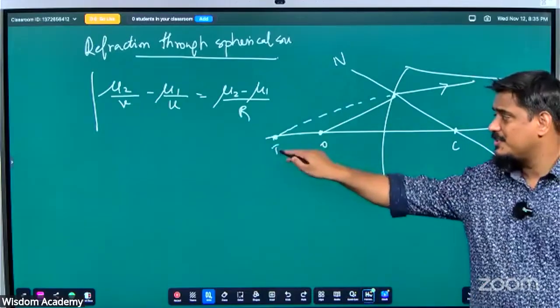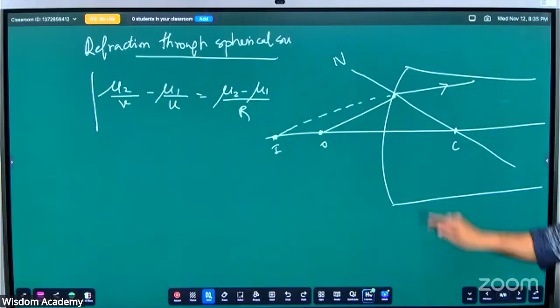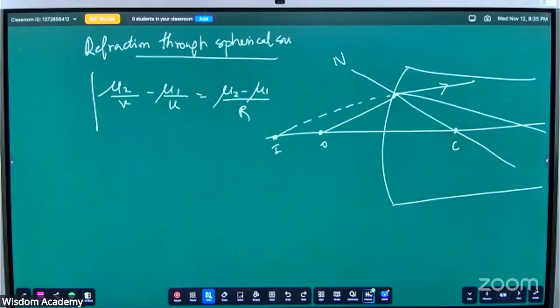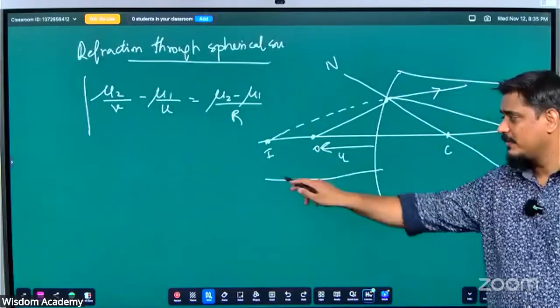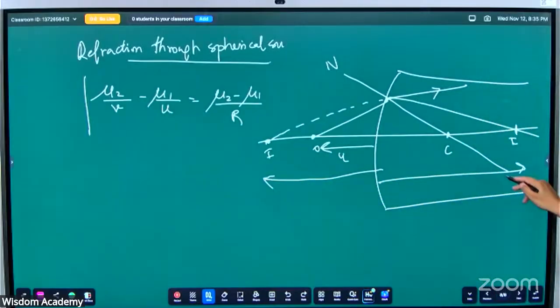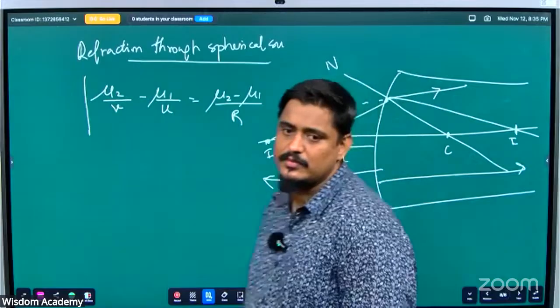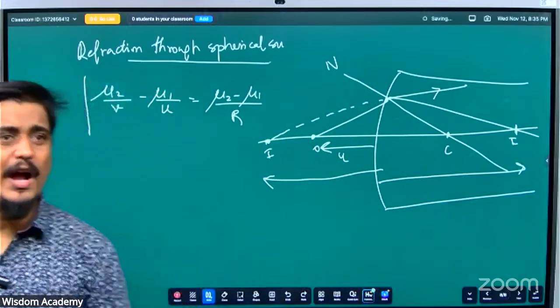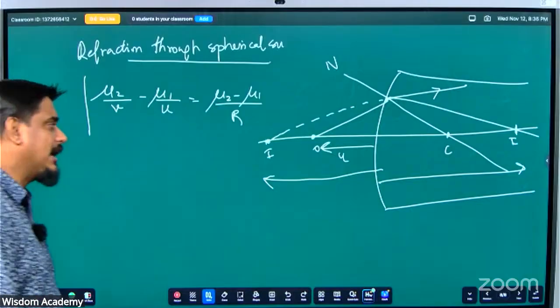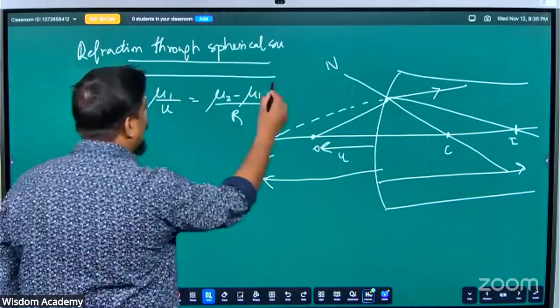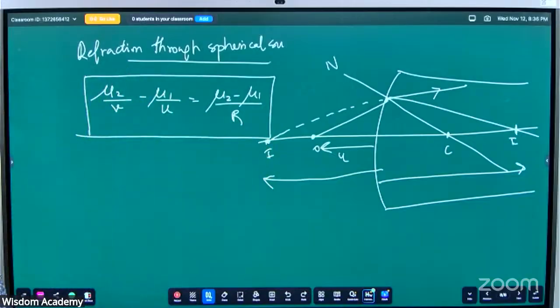Object, image. Second possibility, it bends strong enough to go and meet somewhere here. Possible, right? In that case, this will be the value of image. So in this case, U is negative only, obviously. V will become negative. And if you see this case, V will become positive. Are you understanding? So U and V, sign convention is very important and totally depends upon how much bending takes place.